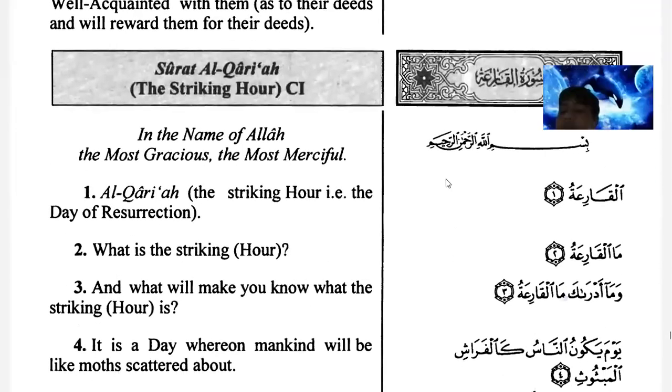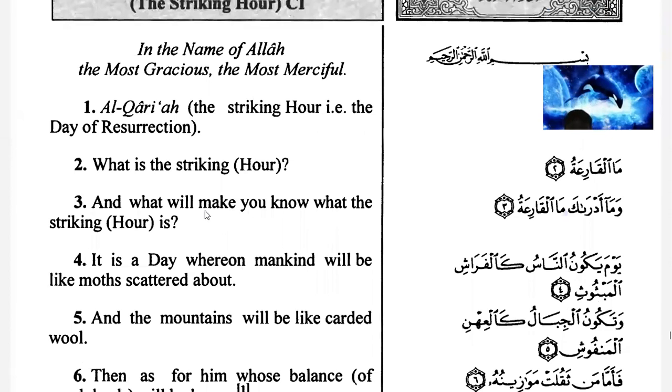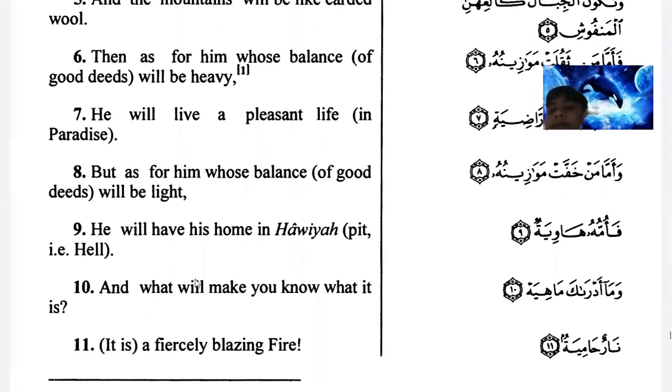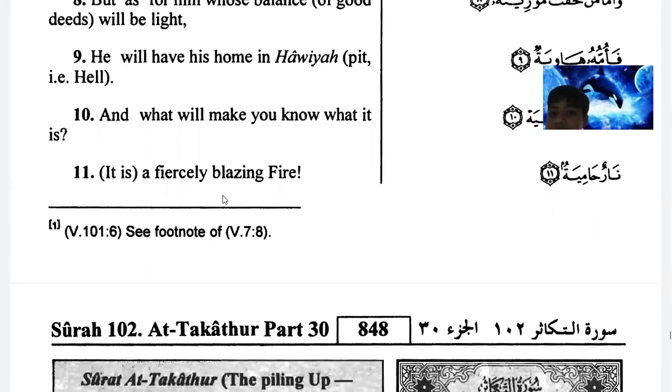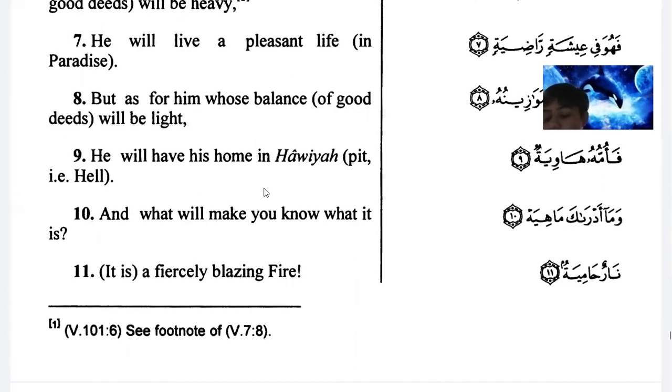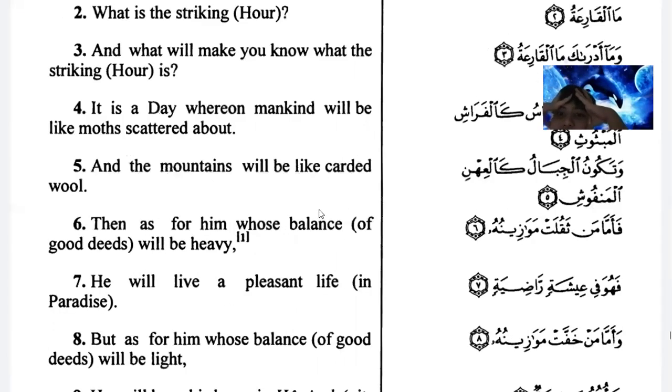Here you see, first Allah has told us about Al-Qariah. Then He asked us, what is Al-Qariah? Then He asked us another question, how will you know what Al-Qariah is? So first He tells us a word, then He asks us what is Al-Qariah, then He asks us again, how will you realize what is Al-Qariah? Then He tells us the answer to these questions. The answer starts from here and finishes here. Then here Allah asks another question, what is Hawiyah? And how will you realize what Hawiyah is? Then Allah tells the answer by saying, a fiercely blazing fire.